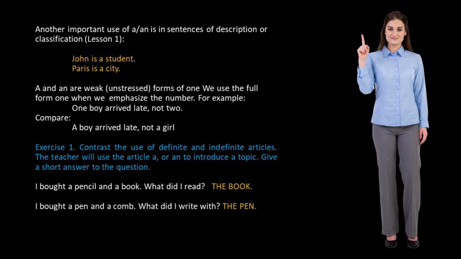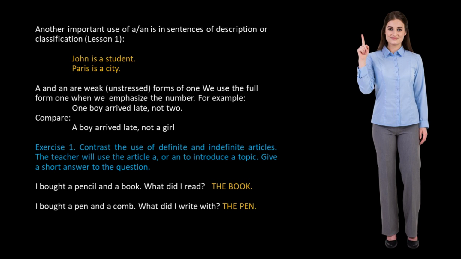Another important use of a or an is in sentences of description or classification. See Lesson 1. For example, John is a student. Paris is a city.